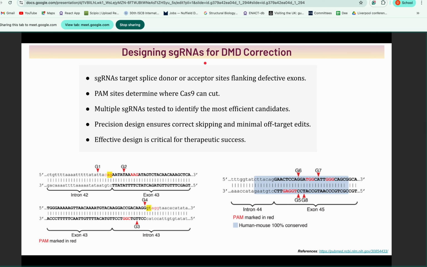Now, designing the single guide RNAs for the DMD correction. This talks about how we can design the single guide RNAs so that we can correct this. So this is the mechanism. Let's assume single guide RNAs that target the splice donor and acceptor sites flanking the defective exons. PAM sites determine where the Cas9 can cut. Multiple single guide RNAs are tested to identify the most efficient candidates. Precision design ensures the correct skipping and minimal off-target edits. Effective design is critical for therapeutic success.